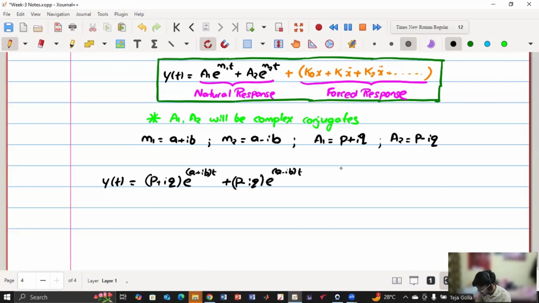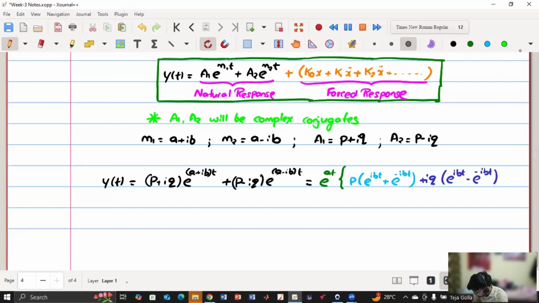The very first thing I'm going to do is remove e to the power at outside, because it's a common term in both. After that, I'll segregate p terms and q terms. First the p terms: p into e to the power ibt plus e to the power minus ibt. Then the q terms: q into i, taking i common, into e to the power ibt minus e to the power minus ibt.